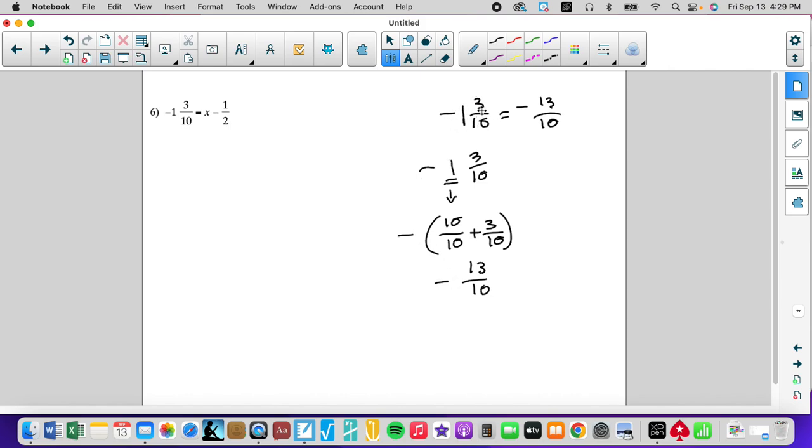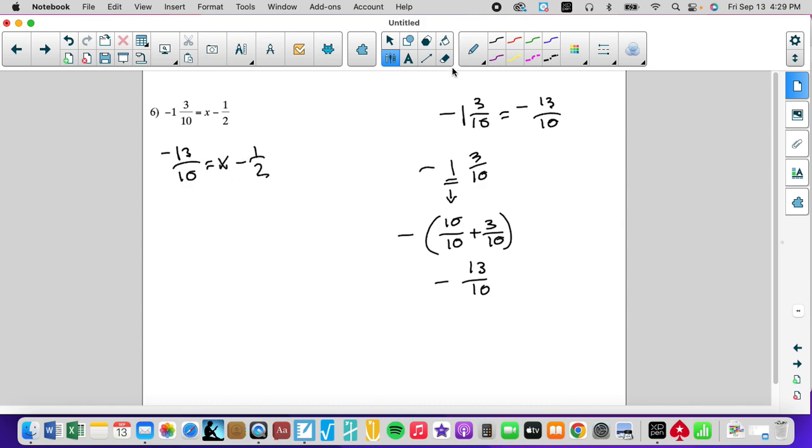This is probably the easiest. This is what is taught later on in middle school. Early on, when you're understanding what whole values are in fractional values, probably introducing it in this manner. But the simple way is 10 times 1 plus 3, and you get -13 tenths equals x minus 1/2.